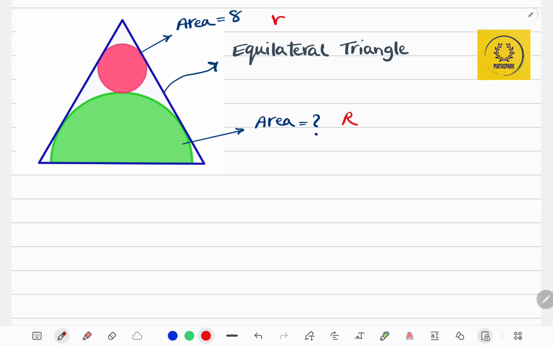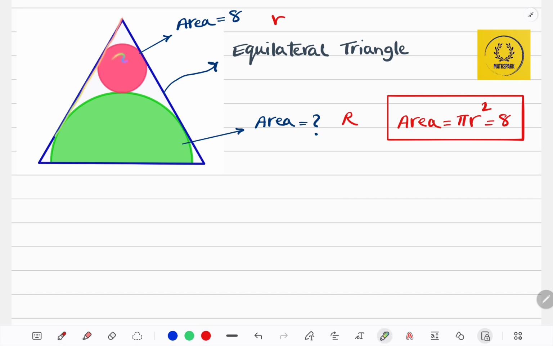And now we know that the area of any circle is pi r squared, and here we have lowercase r, and we know that the area is 8. So I'm gonna use this one further. So far so good. And then we know that I have this equilateral triangle, and all these three sides are tangent to these two circles.